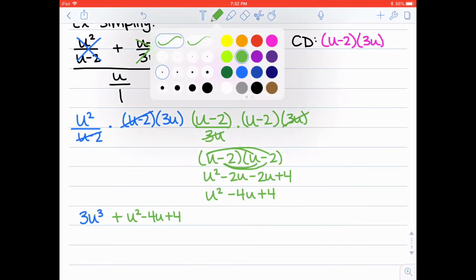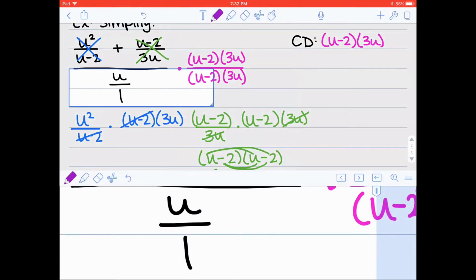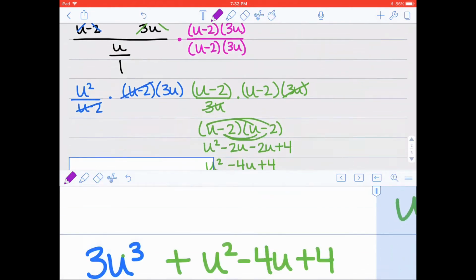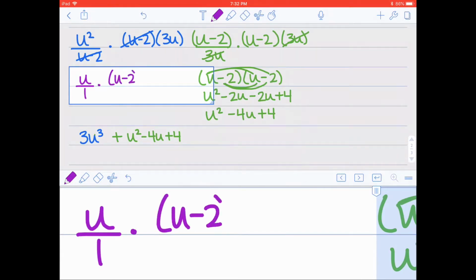So now, I'm going to switch colors again. We'll do purple. So now this one right here, that one right there, is going to be multiplied by the bottom fraction. So my bottom fraction was u over 1. And I'm going to be multiplying that by u minus 2 times 3u.